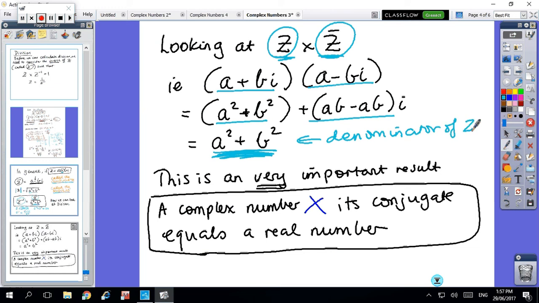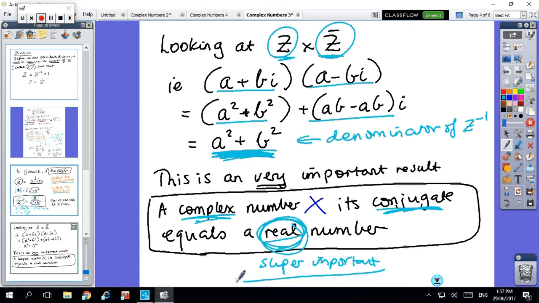of z minus 1. Okay, so this a squared plus b squared is the denominator, and again it's going to come up again and again, but when you multiply a complex number by its conjugate, you actually get a real number, because a squared plus b squared has no i's, so a complex number by its conjugate is a real number, and that is super important to know. Okay, but still, we're still leading to division, but I'm just saying in terms of important things. This complex number by this complex number is the only time you get a real number. Every other time you get a complex answer, but when you multiply by a conjugate, you get a real number. Okay, so coming across, we're nearly ready for the division definition.